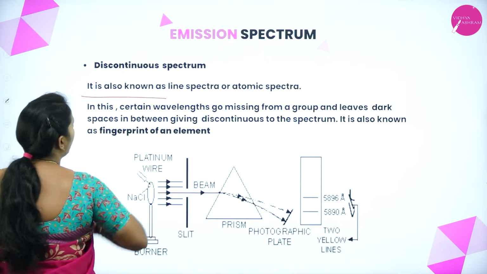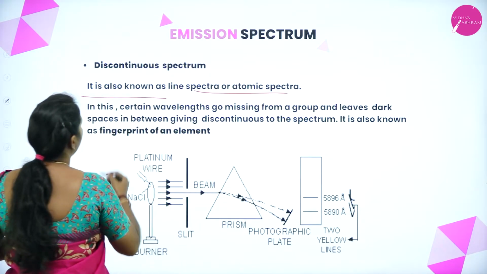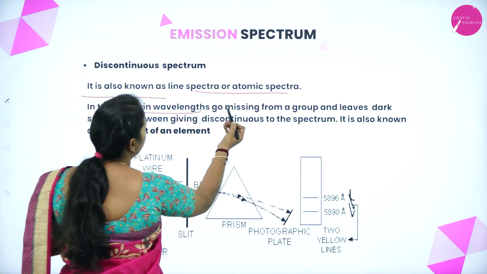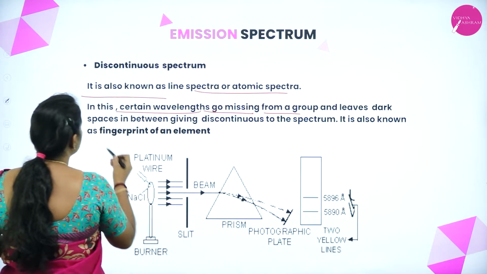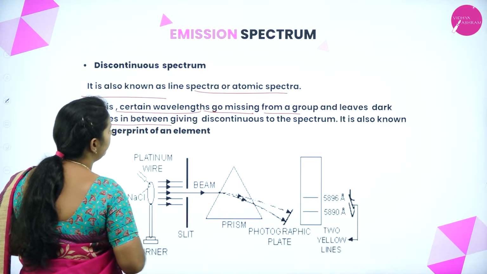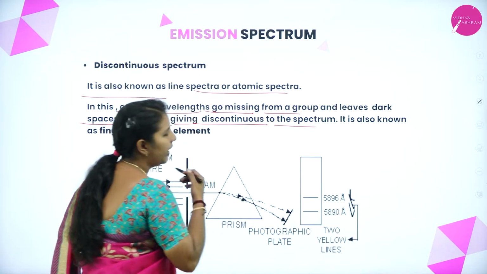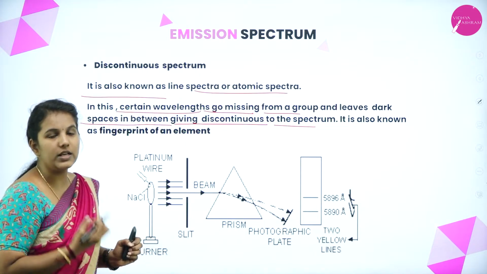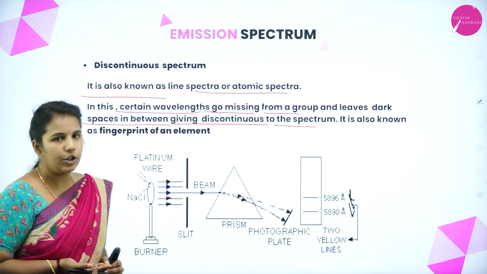It is also known as line spectrum or the atomic spectra. In this, certain wavelengths go missing from a group or leave a dark space in between, giving a discontinuous spectrum. Hence it is known as discontinuous emission spectrum. The name itself shows that it is discontinuous.